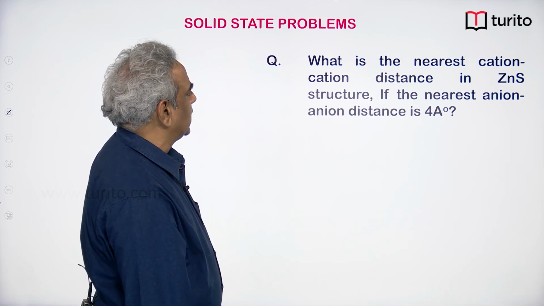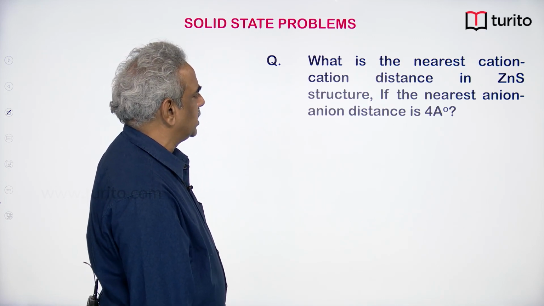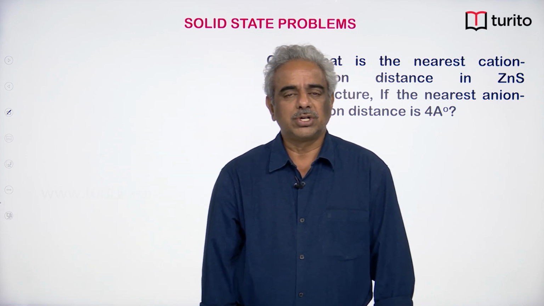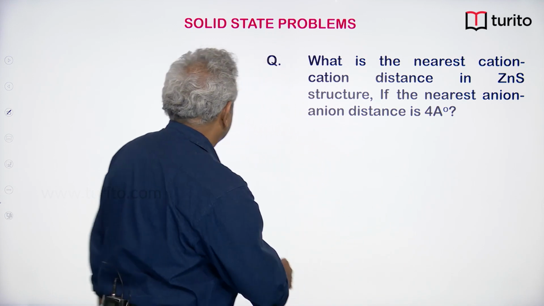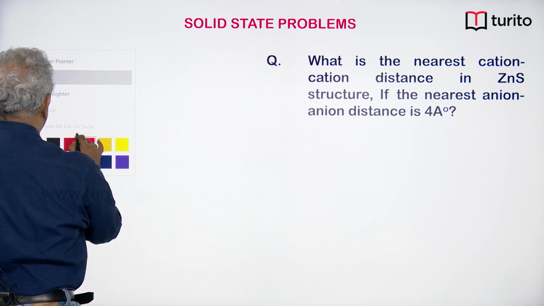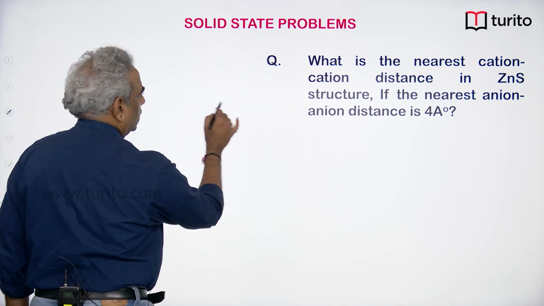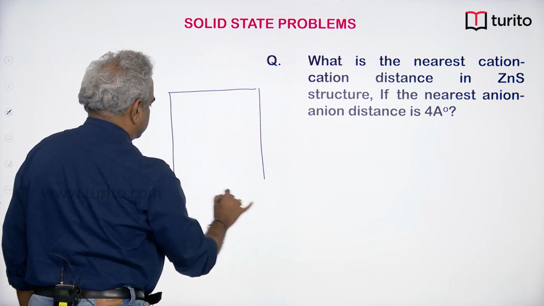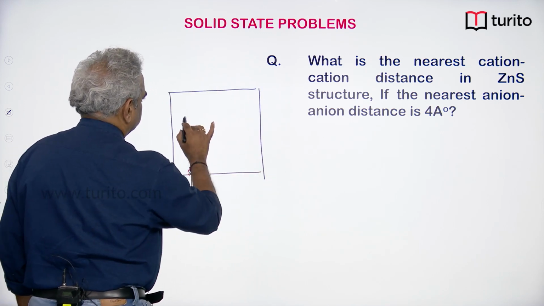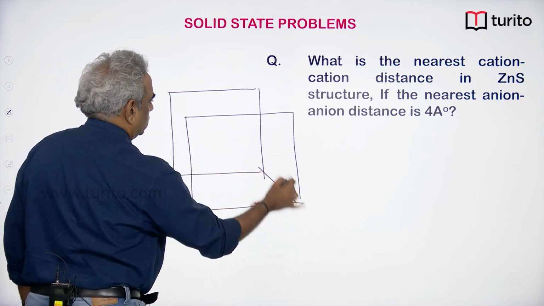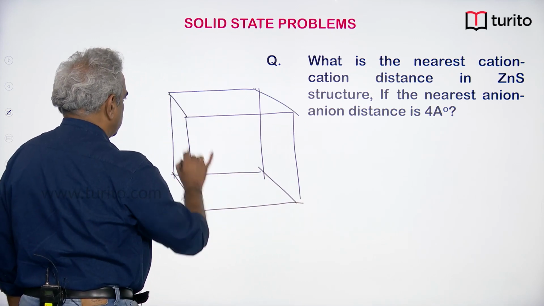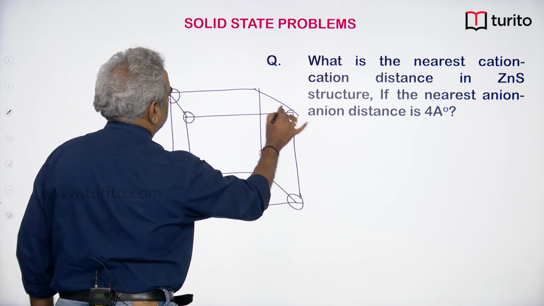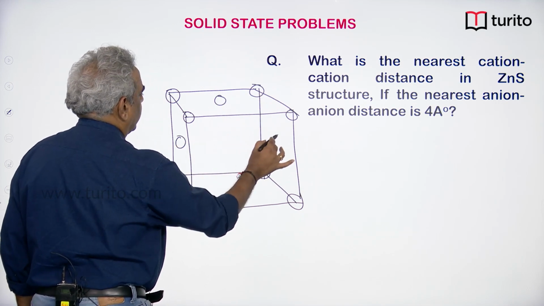What is the nearest cation-cation distance in zinc sulphide structure if the nearest anion-anion distance is 4 angstroms? This also we have done, like this. This is zinc sulphide, the sulphide unit cell, and you all know these are sulphides. On each corner and on each face you have a sulphide ion.